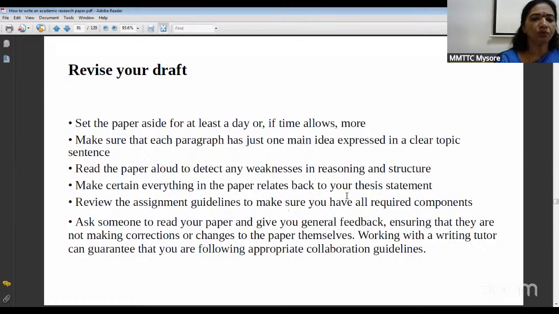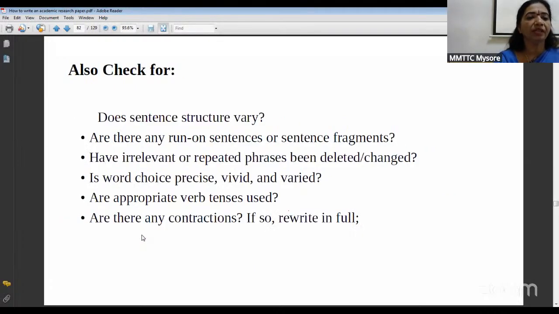And also give your paper to your friend and ask them to read it as an external member, so that what they understand helps you correct your paper in a better way. Ask someone to read your paper and give you general feedback, ensuring that they are not making corrections or changes to the paper themselves. You have a draft, you give it to them, take help from your friends or collaborators, and you correct it.